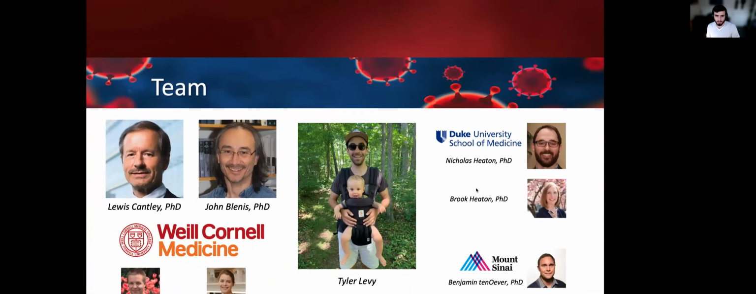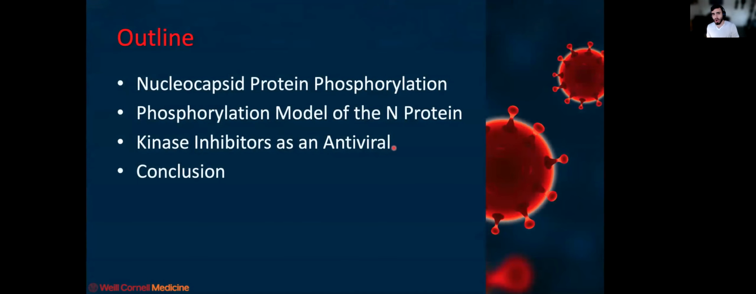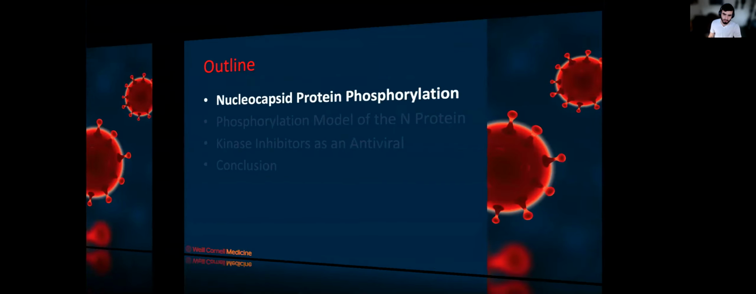The team consists of cancer metabolism people, mass spectrometry people, and virologists from across the United States. Together we started with a wide characterization of the nucleocapsid protein phosphorylation. After showing you the phosphorylation sites, I will show you the phosphorylation model of the nucleocapsid, and eventually we will show you how inhibiting these kinases can inhibit viral infection.